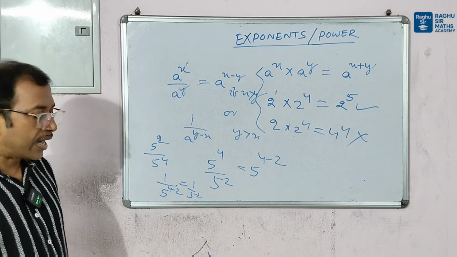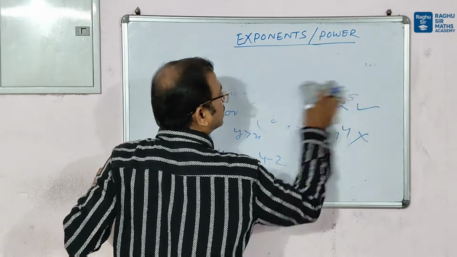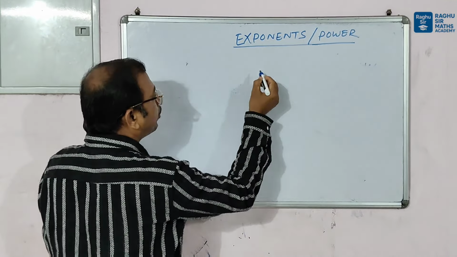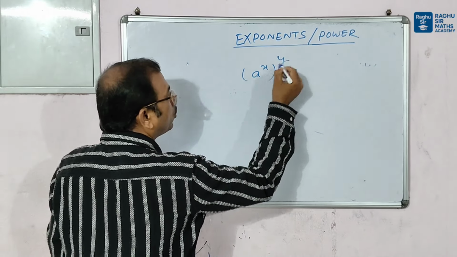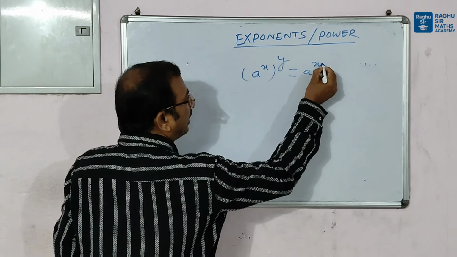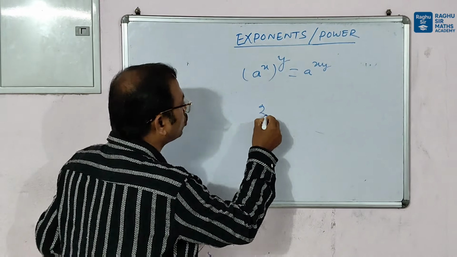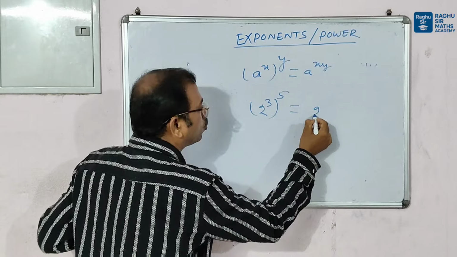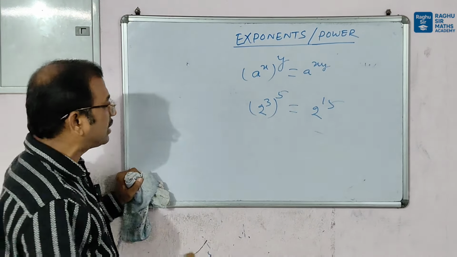So next, another rule is what? Power of a power. Exponent rules. See, suppose a to the power x, whole to the power y, what will you do? A to the power xy. This is a very interesting thing. So let's see, 2 to the power 3, whole to the power 5, you have to multiply there, 2 to the power 15.